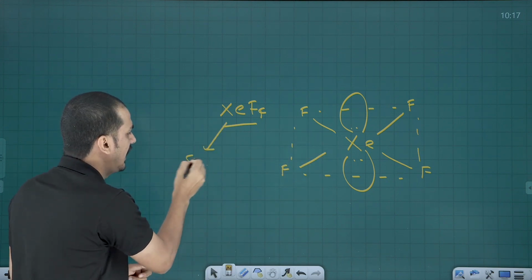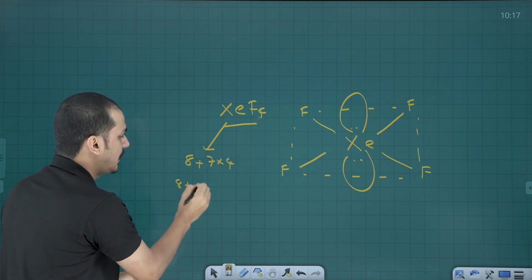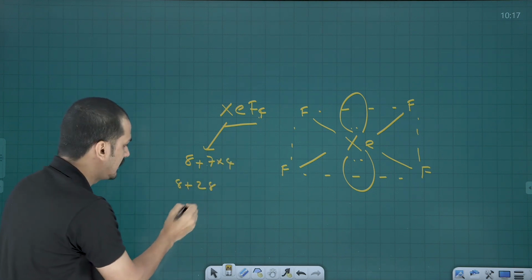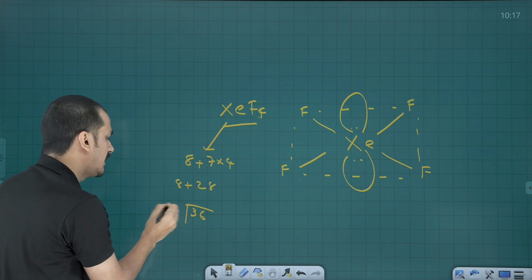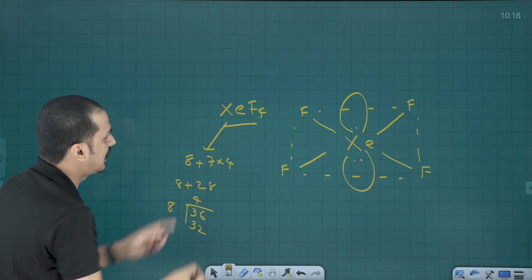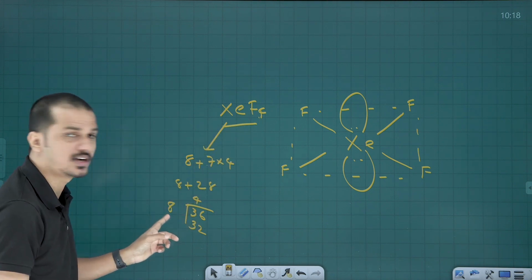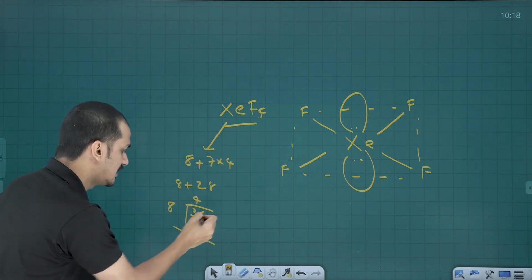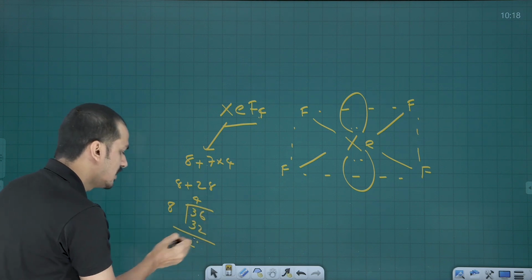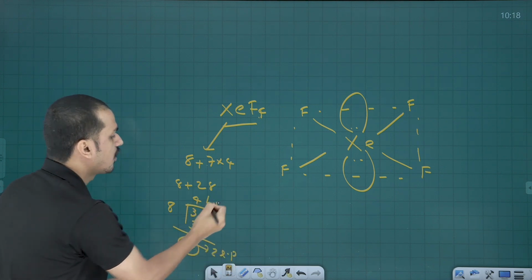Here xenon valence electron is 8, fluorine is 7 into 4. So that means 8 plus 28, that means 36, divided by 8. Four 8s are 32. You know how to calculate it, yes or no? So four 8s are 32, and 36 minus 32 means 4. That means 4 gives 2 lone pairs and 4 bond pairs.